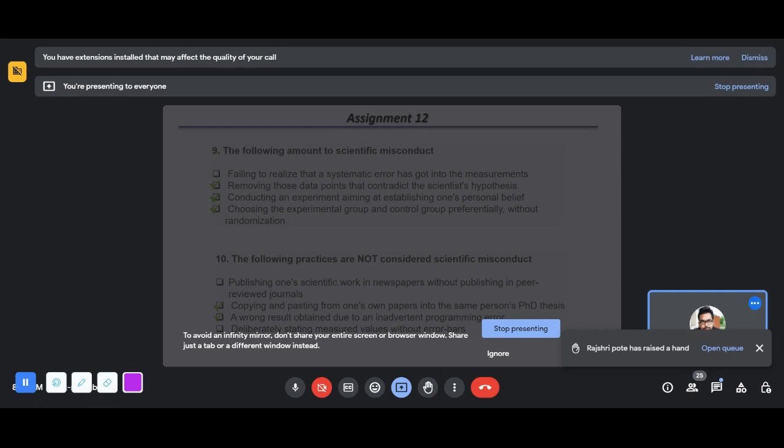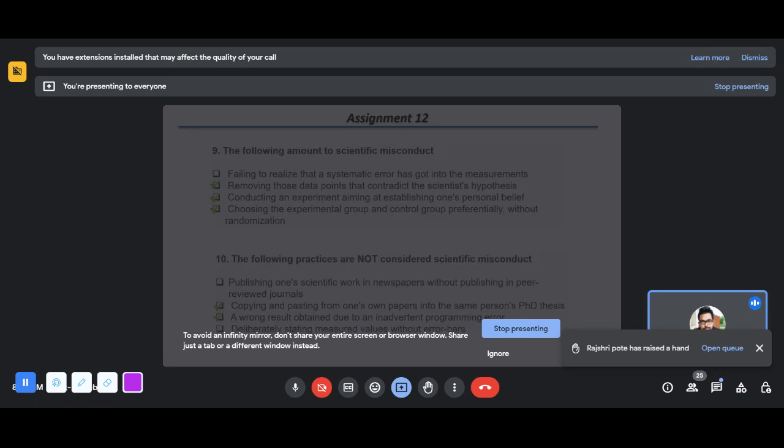The third one is a wrong result obtained due to an inadvertent programming error. For some programming error, some data miscalculation is happening. That will not be considered misconduct, because that is not your intentional fault. It is just happening due to some other technical error.